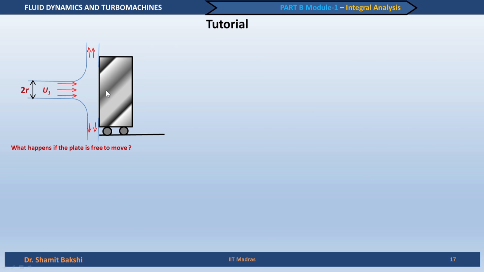We know what happens when we keep this object stationary, it imparts a thrust onto the plate. Now, what we want to see in this third problem is what happens if the plate is free to move like this.